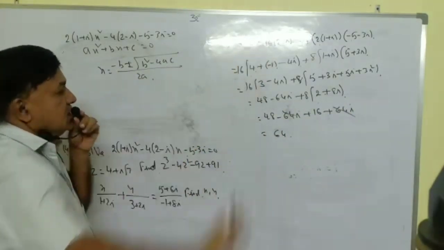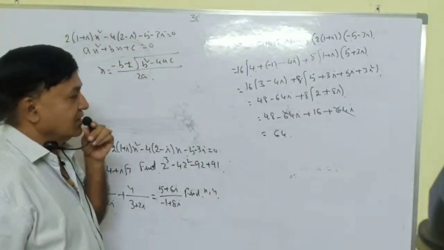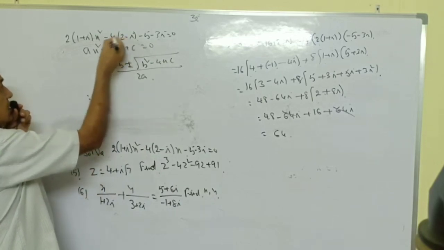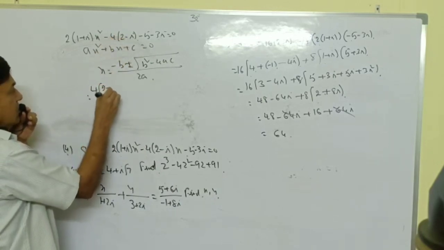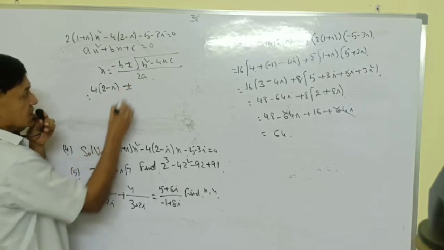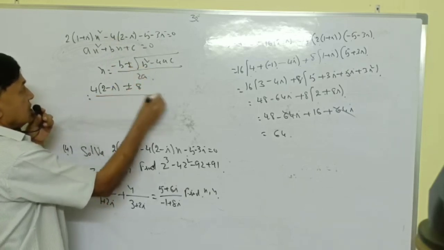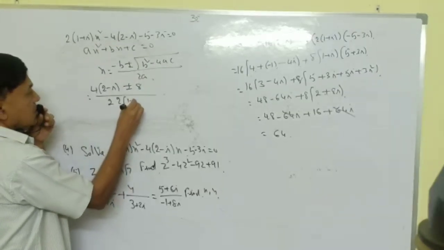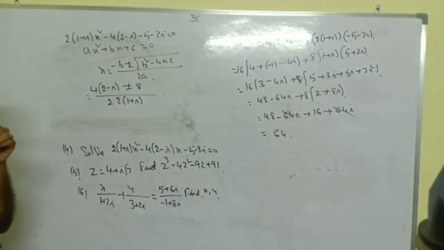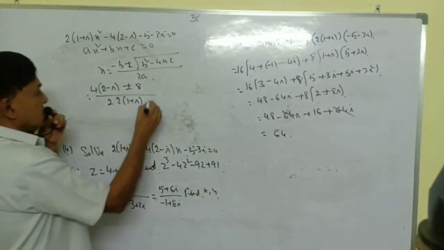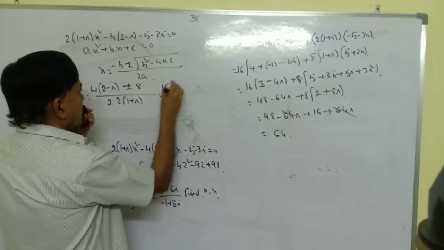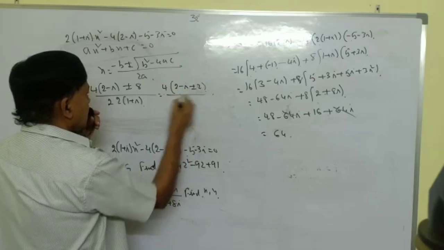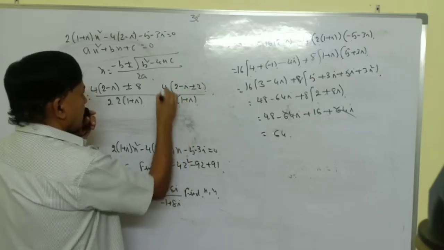So you got b square minus 4ac, how much? 64. Now you substitute. B is this, so you get 4 into 2 minus i plus or minus root 64, which is 8, by 2 into a value, how much? 2 into 1 plus i. So finally you can take out 4 outside: 2 minus i plus or minus 2 by 4 into 1 plus i.